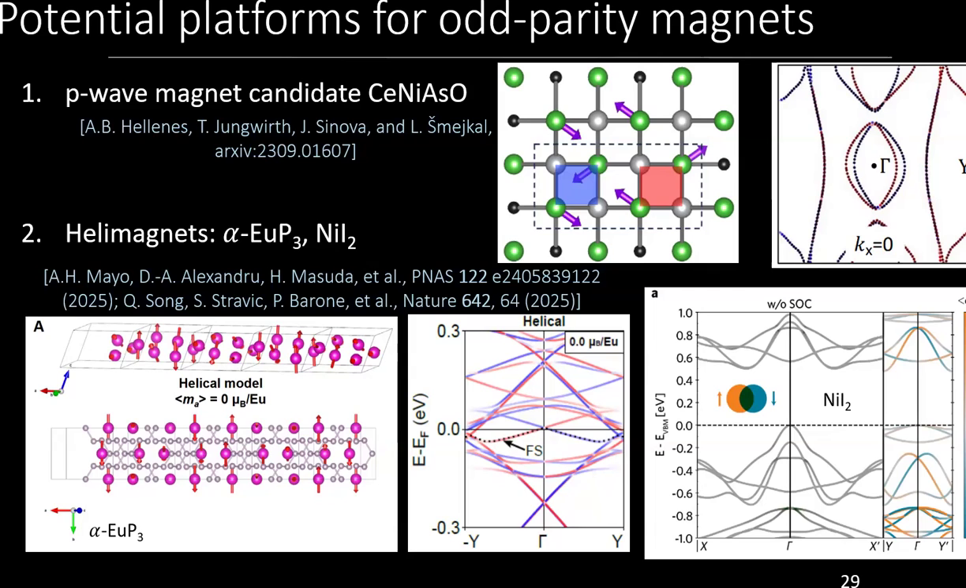So ARPES is one of the most reliable ones. Then you really need to show the data. We are going to show something.